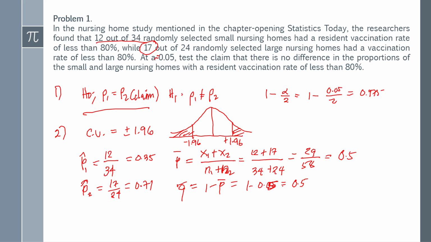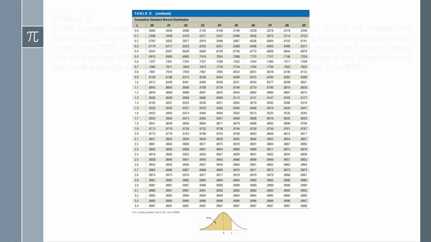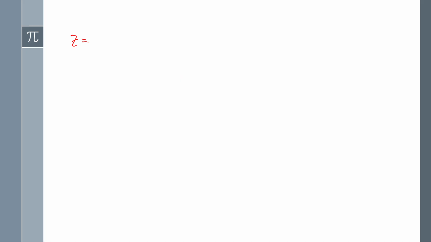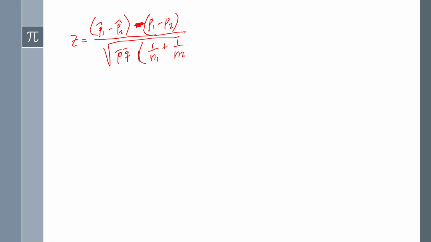Then after which we have to use the formula. Continue here at Z. The formula is P hat 1 minus P hat 2, minus the quantity P1 minus P2, over the square root of P bar Q bar, where Q bar is 1 minus P bar, times 1 over N1 plus 1 over N2.